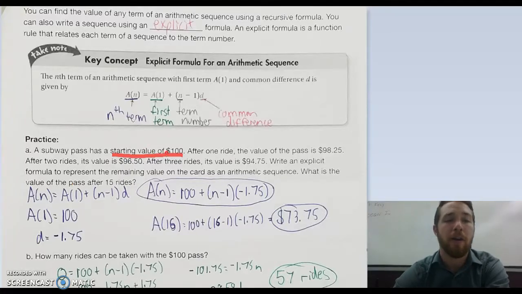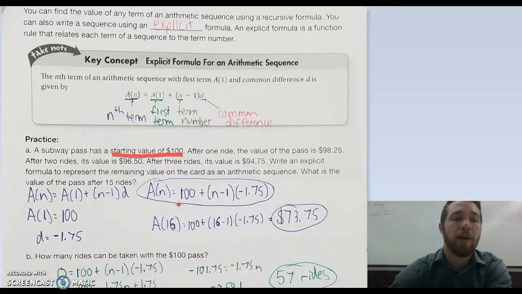So your starting value, it told us up here that it was 100, so I already know that when I plug a of 1 into my function, I'm going to have 100 for this piece. And I also know my common difference because every time I use that pass, it looks like we're taking away $1.75. So my common difference is minus 1.75.